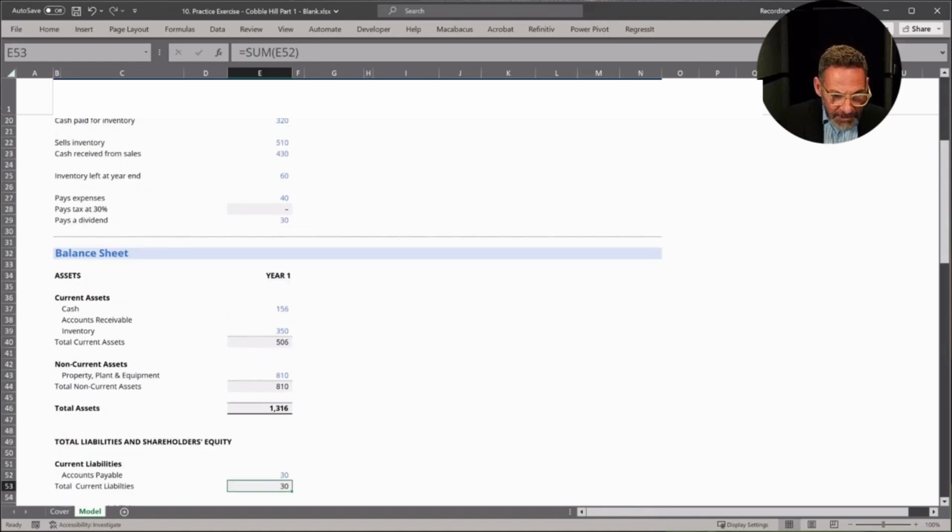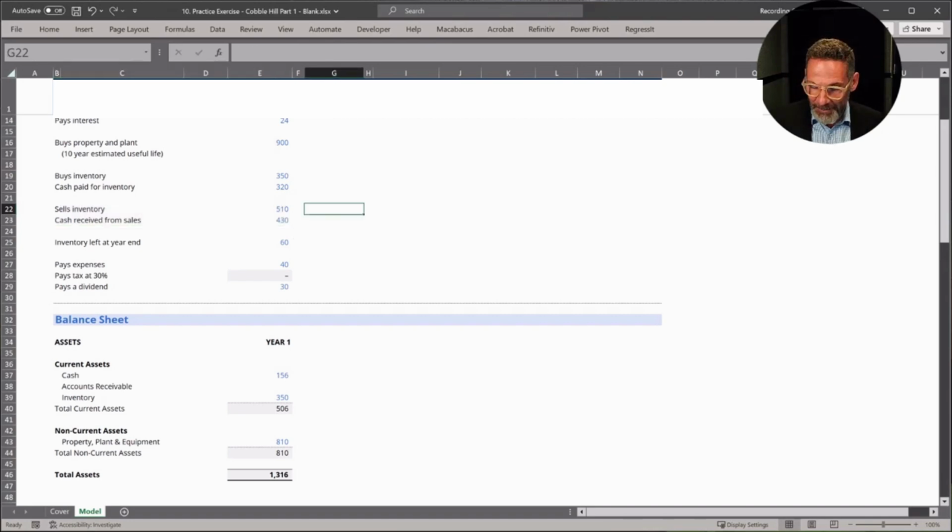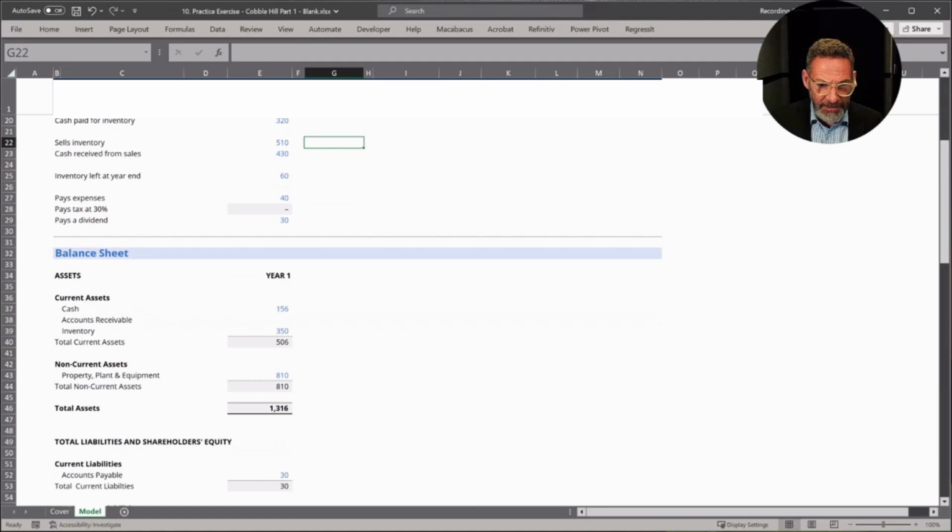Now, what I'm going to do is go to the next bit, and now we're going to sell the inventory for 510, and we're going to get cash received from sales of 430. Okay, so recall, therefore, the difference is going to be accounts receivable. And if you want to figure out what that accounts receivable is, it's just going to be the 510 minus the 430, which is 80. So let's do that first. We're going to get cash in of 430, but we're also going to have 80 of accounts receivable.